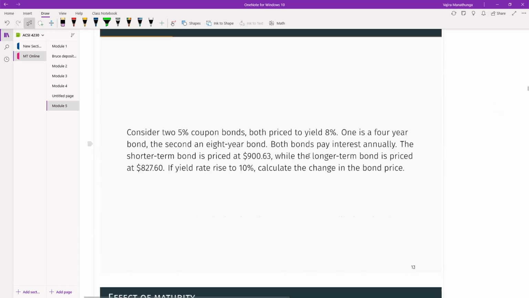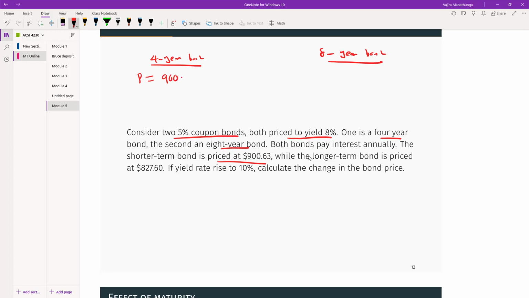Okay, so here now we want to observe what happens if the term to maturity changes. So you have the same coupon and the yield 8%. One is 4 years and the other one is 8 years. So let's calculate the price. Bond pays interest annually. So the 4-year bond, and then I have the 8-year bond. Right now the price is calculated as 963. Here the price is 827.60.